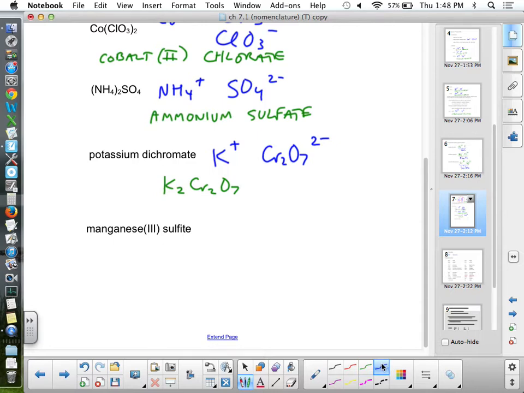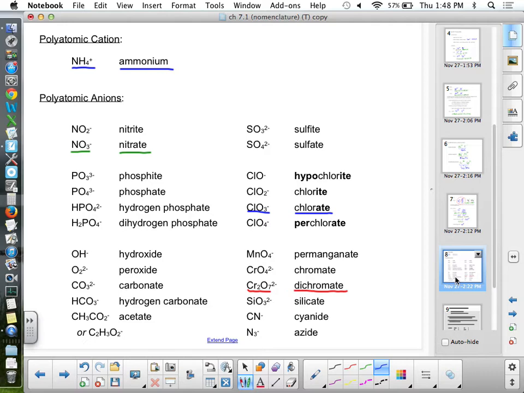Okay, manganese(III) sulfite. Manganese has the symbol Mn. The 3 in parentheses in Roman numerals tells me the cation has a 3+ charge. Sulfite, let's check our nomenclature sheet. Oh, there it is. SO3 with a 2- charge is named sulfite.